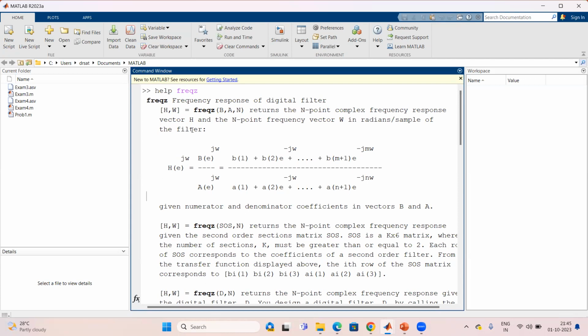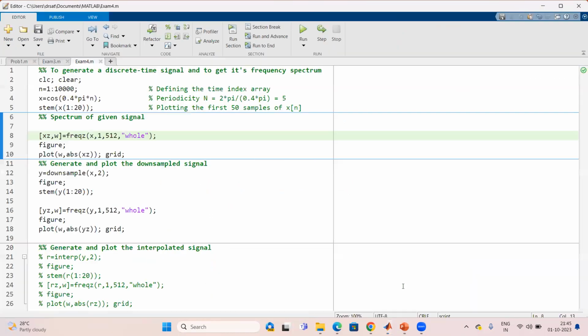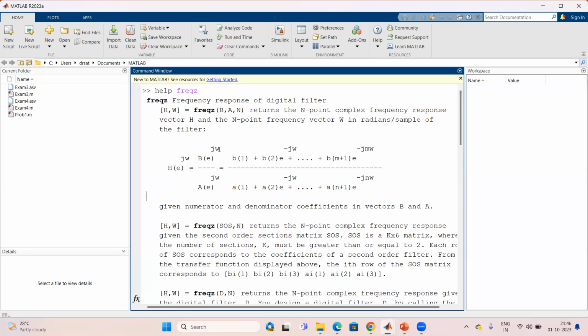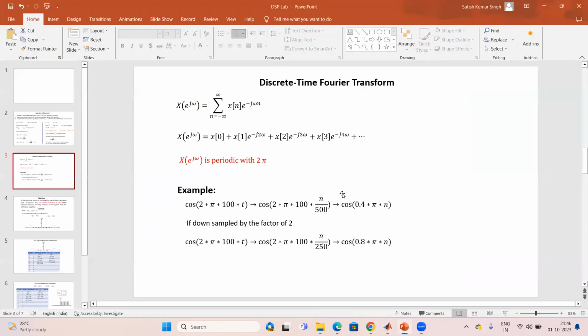So now why have we put this x in this particular command? We are writing x over here and then 1. This 1 corresponds to the coefficient of your A vector. Now try to make a comparison between this definition and the discrete time Fourier transform.